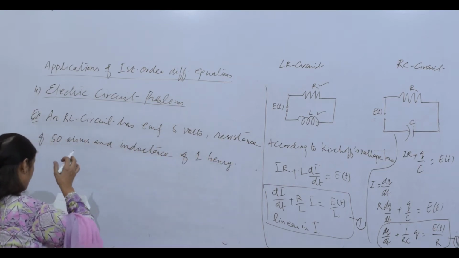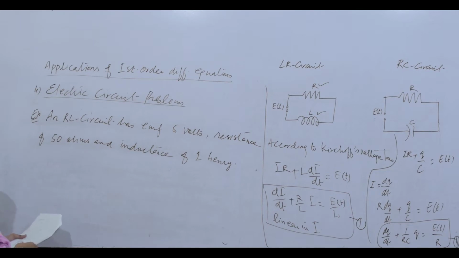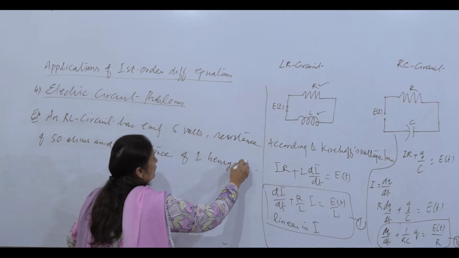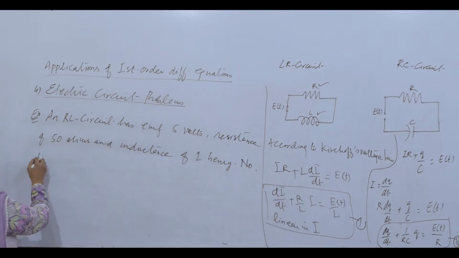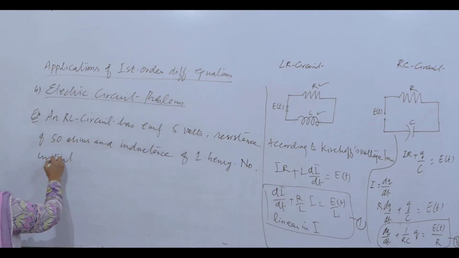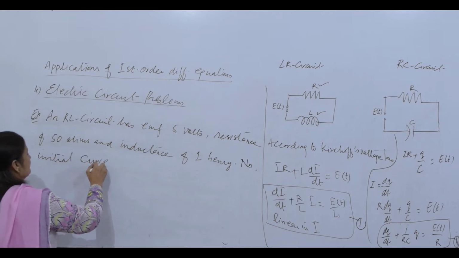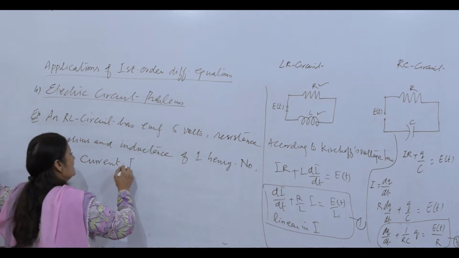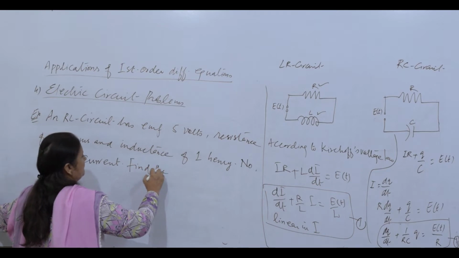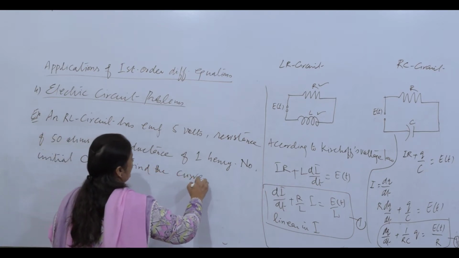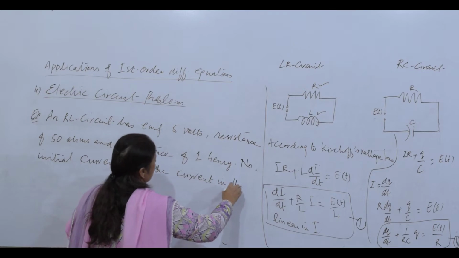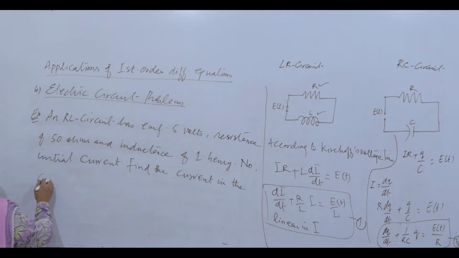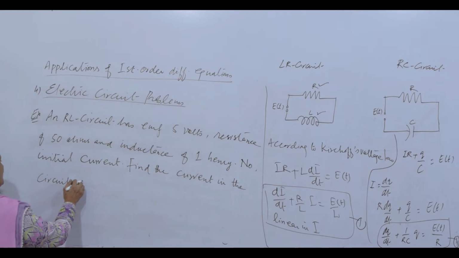This is the information given, and there is no initial current. Find the current in the circuit at any time. To determine the initial condition, you have this: no initial current.